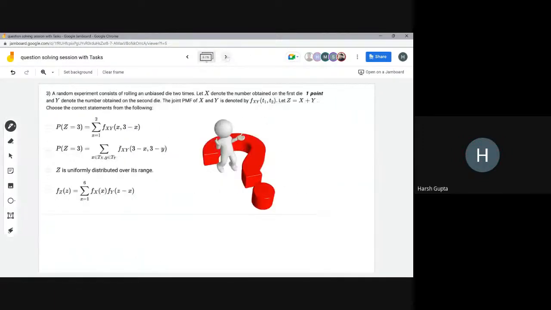So come to question number 3. A random experiment consists of rolling an unbiased die 2 times. So I'm rolling a die 2 times, and X denotes the outcome after the first rolling of the die. So that is x1. We can say this is the first outcome. Always make sure to write everything which is given in the question. Don't start solving the problem without writing the things that are given in the question. So X is the first outcome and Y is the second outcome.